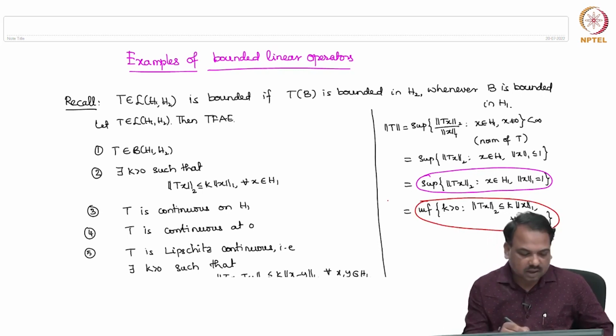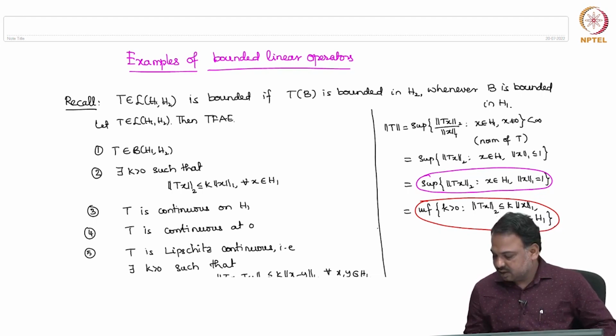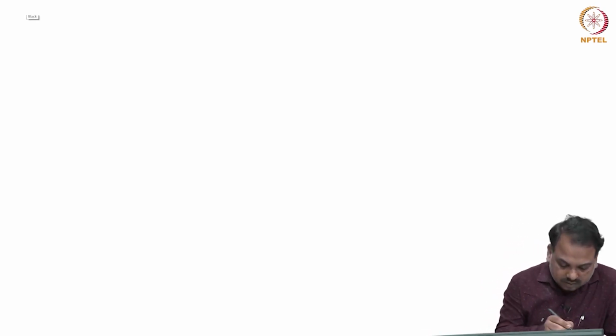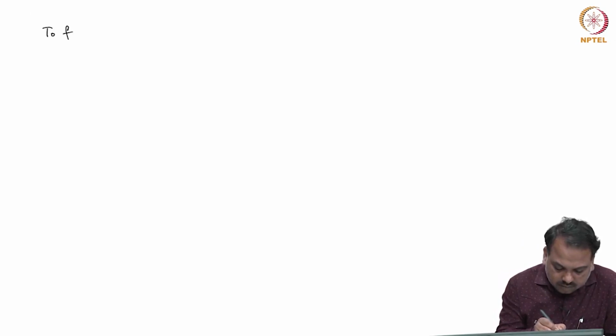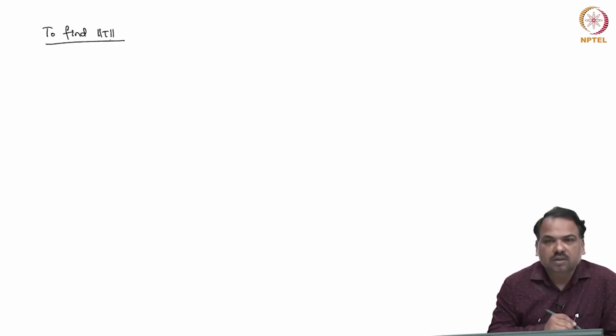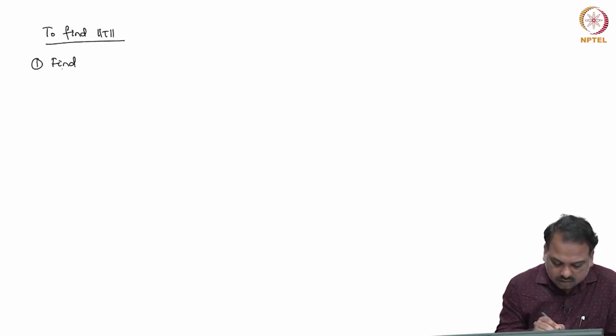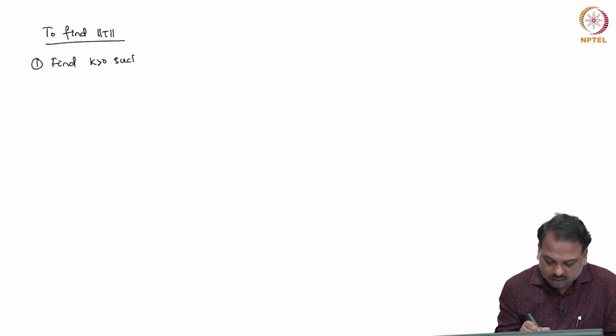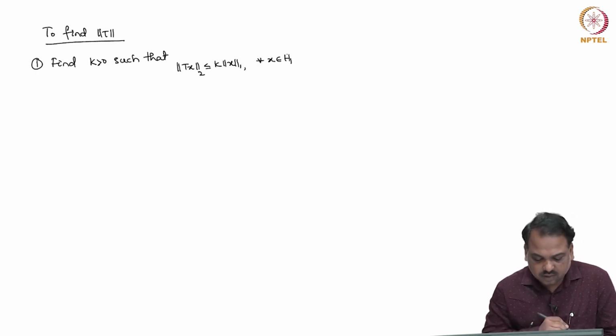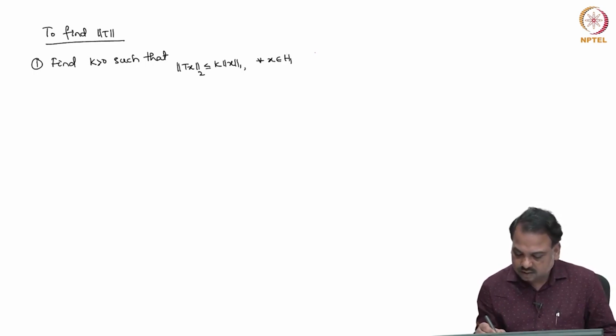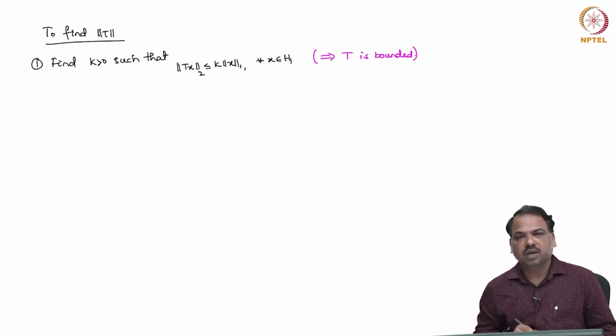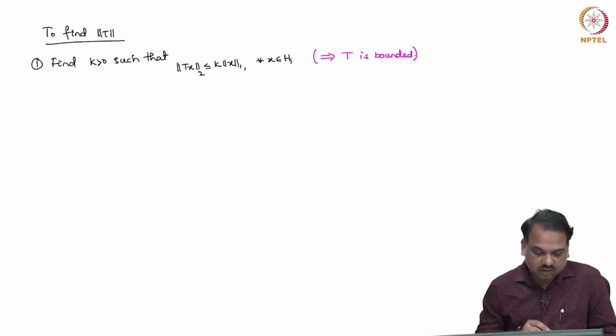This gives the geometric interpretation, and in fact it also suggests how to find the norm of an operator. So let me quickly explain how to find the norm of an operator. To find the norm of T, the first step is to find a number k such that norm Tx is less than or equal to k times norm x for all x in H1. This only guarantees that T is bounded, and we have to find the optimal k satisfying this inequality, and then only we can find the norm.